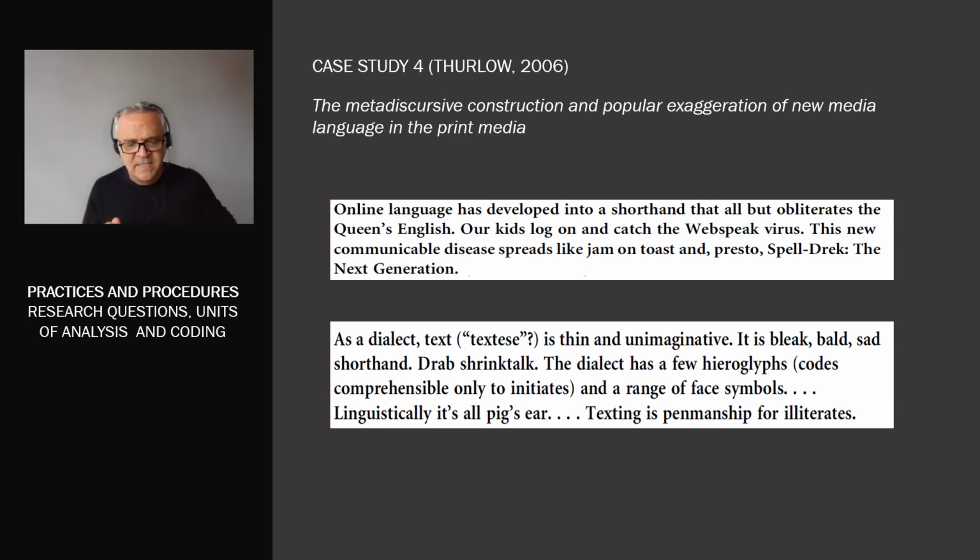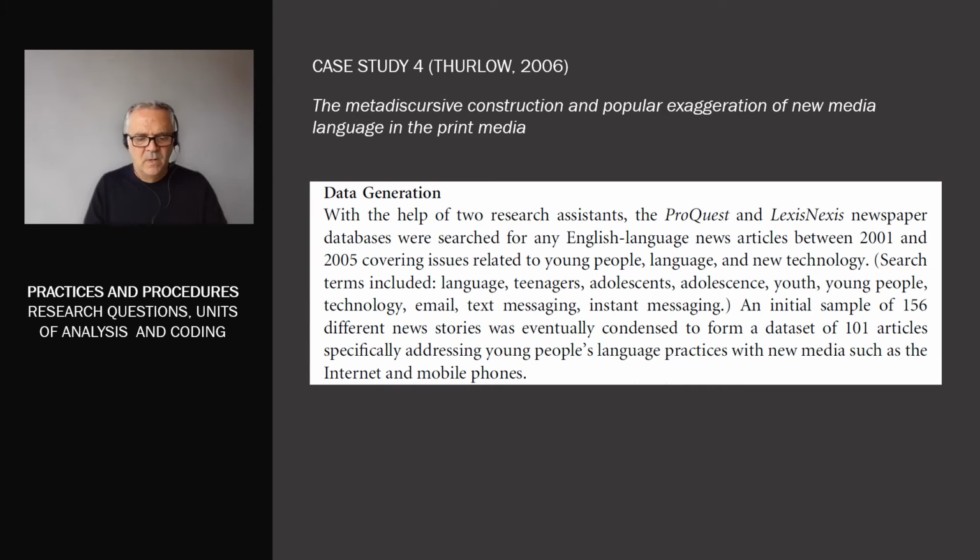Now look, I'm not going to go into detail, but here is what the section about the data generation looks like in the actual paper from 2006. I'm going to reproduce this here just to show you how I went about sampling and building a data set for my content analysis. So to begin with, I used these massive online news databases, particularly ProQuest and LexisNexis, to search for any reports which were directly and specifically focused on language, young people, and technology over a fixed period between 2001 and 2005. So I've defined my period, and I've explained what my search terms were, if you like.